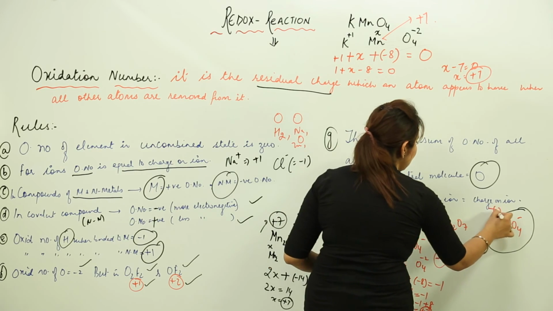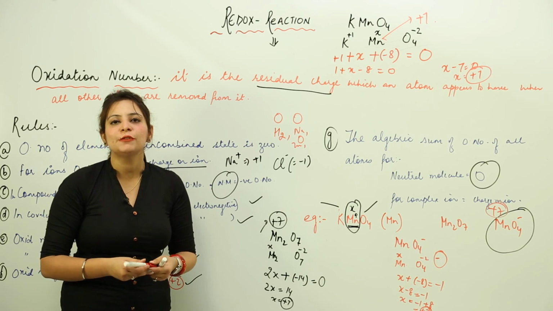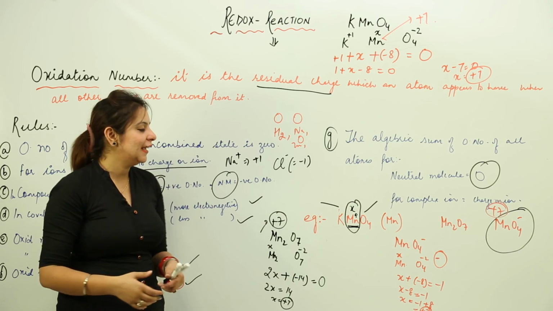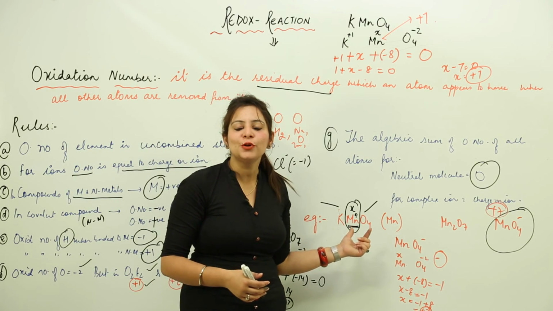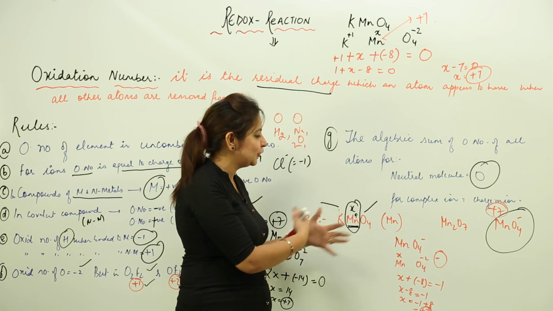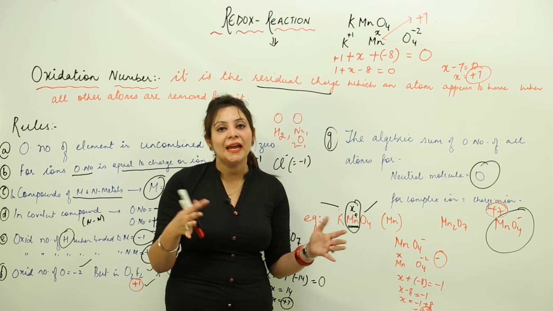So it is a coincidence that in 3 of the cases we are getting the oxidation state for manganese as +7. It's not like that. Don't ever think that for the same atom you're going to get the same oxidation number. This is a coincidence that in 3 of the cases it is getting a +7 number. Otherwise the oxidation number can be anything.